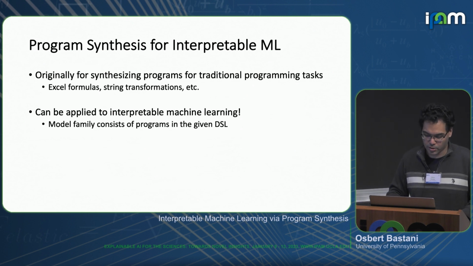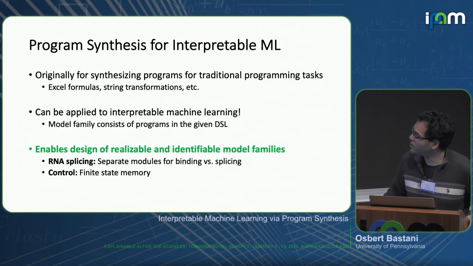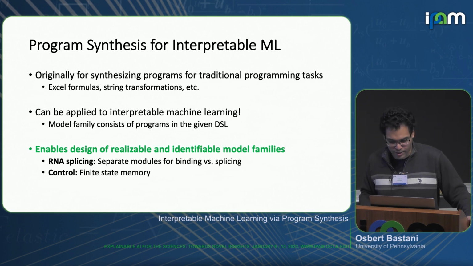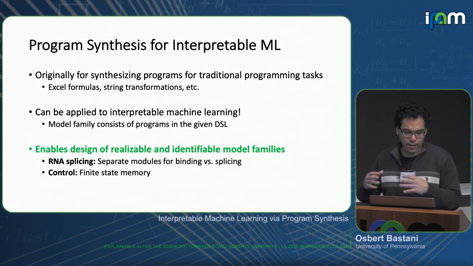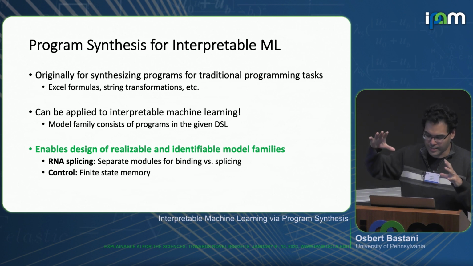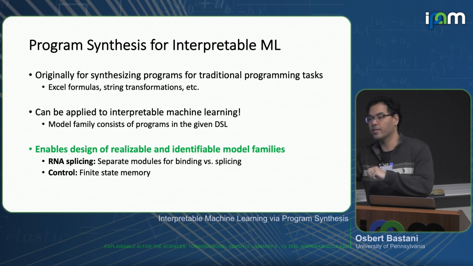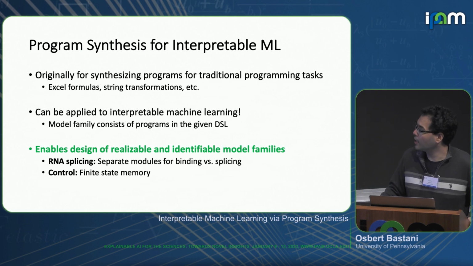Here we're interested in applying it to interpretable machine learning. To give a sense of some of the families that you can design: for the RNA splicing work, which is ongoing and which I'll loop back to at the end if I have time, we're designing modular programs that let you separate the protein binding phase from the splicing phase, as I illustrated at the very beginning, to reflect our understanding of how splicing works.